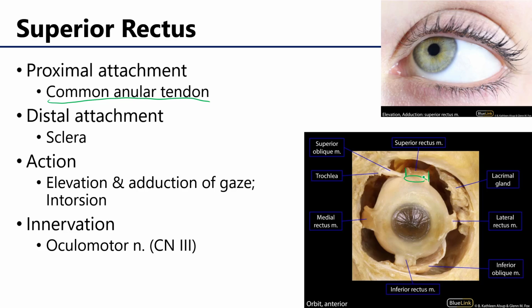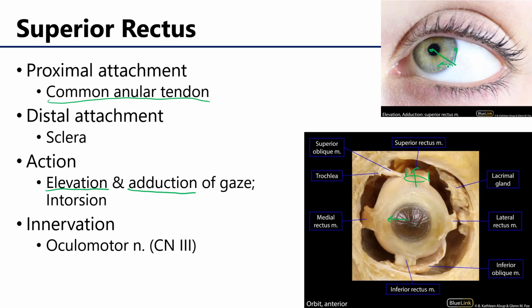Superior rectus muscle appears to have a simple action, and that is the elevation of gaze, and that would be correct, but it also has the adduction of gaze. So it moves gaze slightly medially. So elevation and adduction of gaze. And in addition to this, so here we have elevation and adduction. So we've got both vectors there.